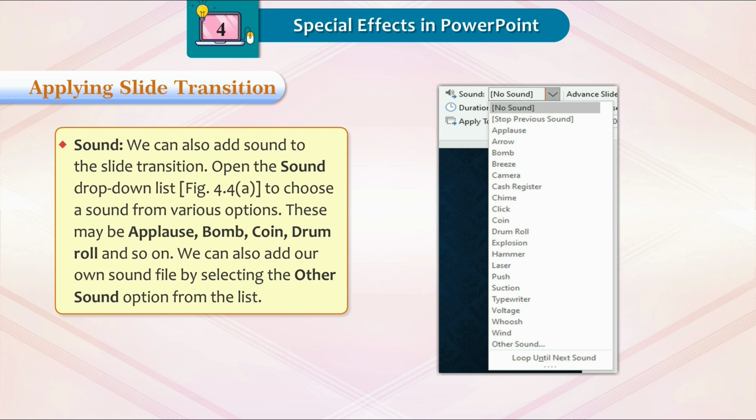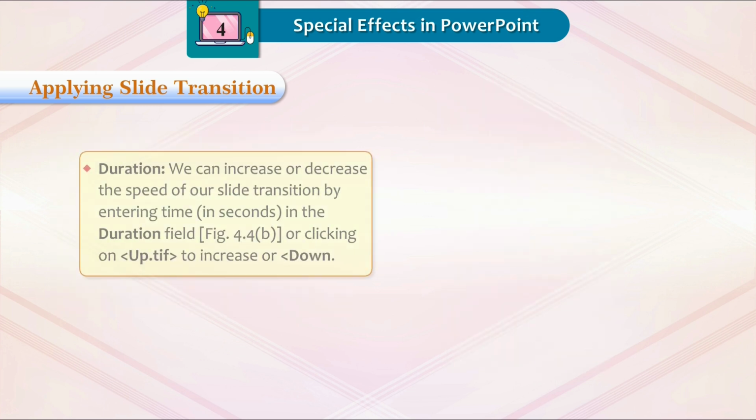Sound. We can also add sound to the slide transition. Open the Sound drop-down list. Refer to figure 4.4a to choose a sound from various options. These may be applause, bomb, coin, drum roll, and so on. We can also add our own sound file by selecting the Other Sound option from the list.